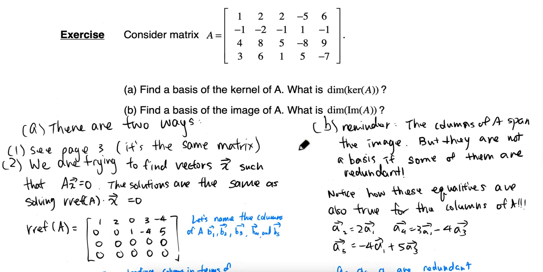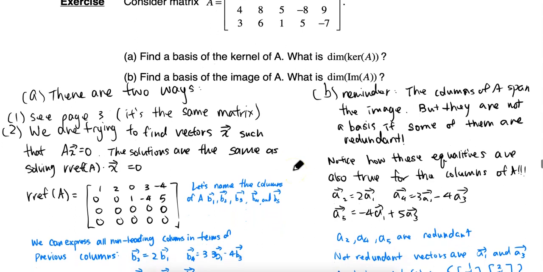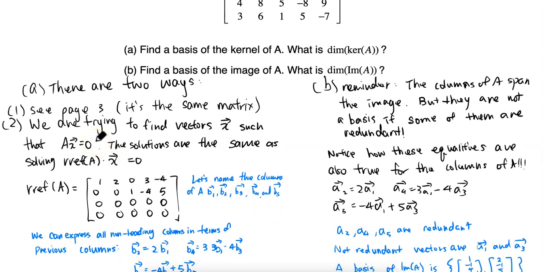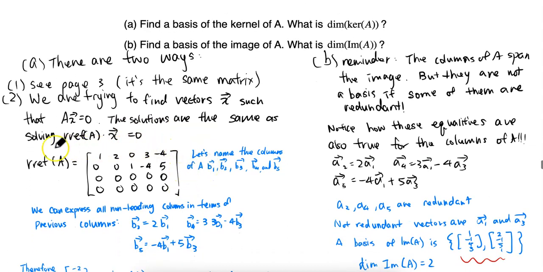So remember, the kernel is constituted of all the vectors x1, x2, x3, x4, x5 in R5, such that A times vector x equals 0, 0, 0, 0. So the solutions are the same to Ax equals 0 if we solve RREF of A times x equals 0. And why is that? Simply because to find RREF of A, we use row operations on the matrix, and the row operations, if you think back to the equations themselves, do not change the solution to a system of equations. So this is what we already got on page 3 as well.